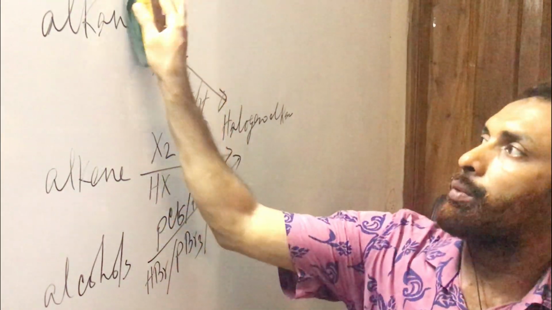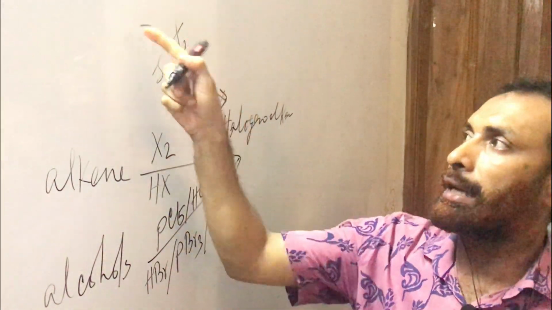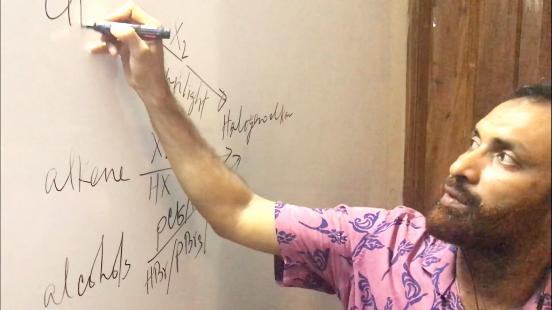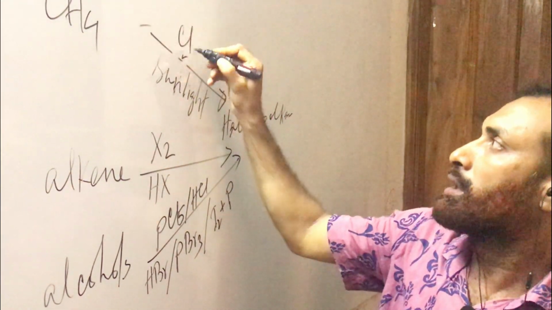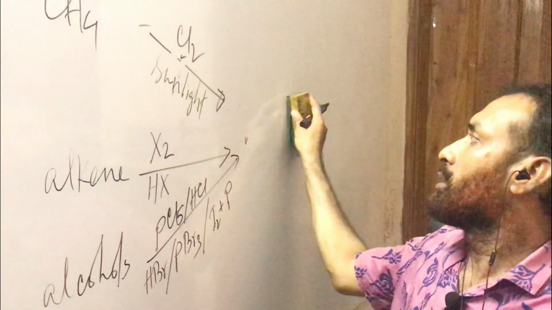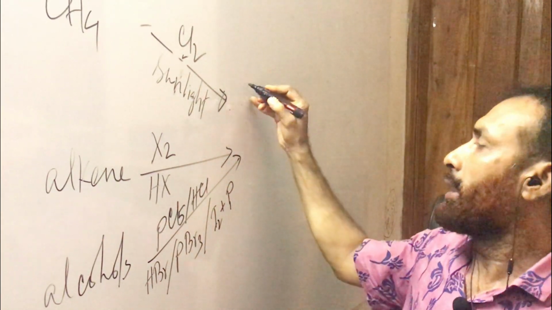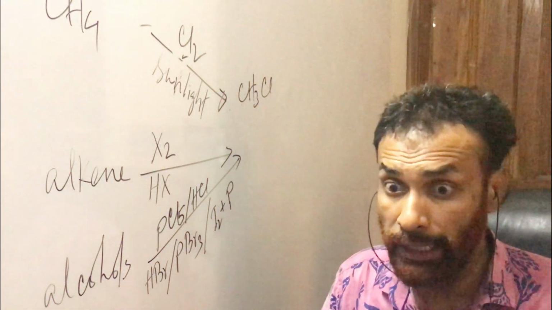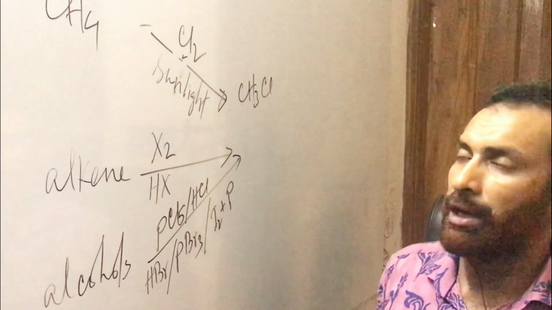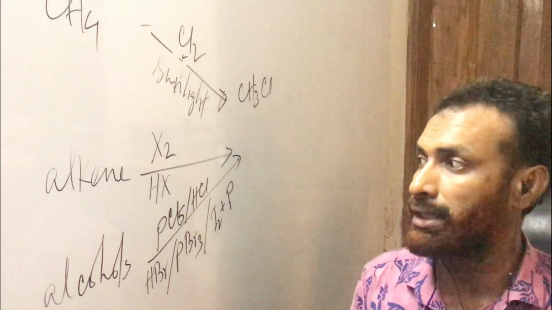I want to show one of them. Instead of alkane, I can write here CH4. If this is CH4 and you are using chlorine, then you know what the chloroalkane would be. This would be CH3Cl. Okay, this is a chain reaction. This would be the free radical substitution reaction you learned.